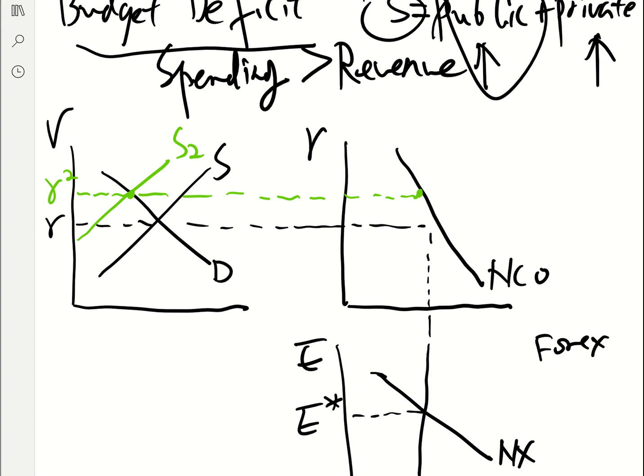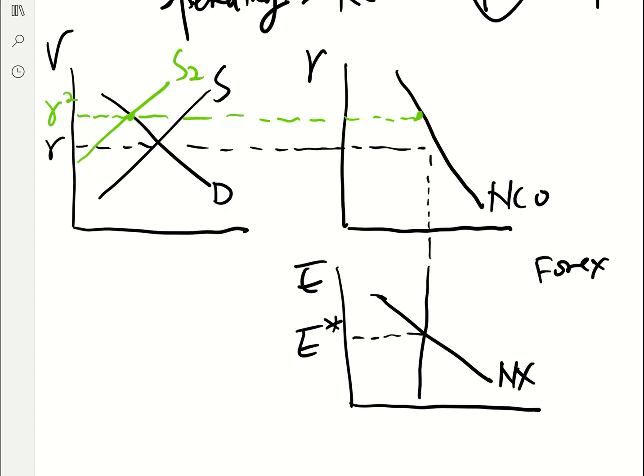So that's your new equilibrium for net capital outflow. And then go down. This reduces our net capital outflow, which means we're going to have a new exchange rate. Let's call this E2. So the exchange rate is increasing.